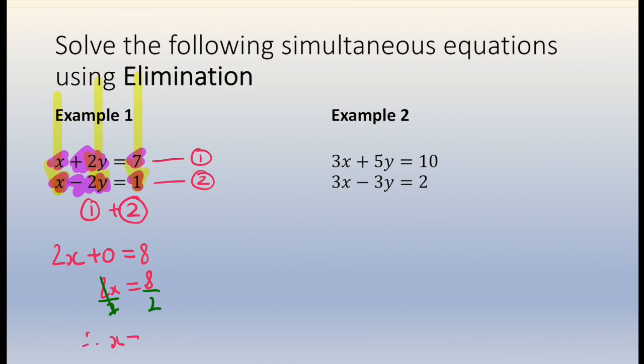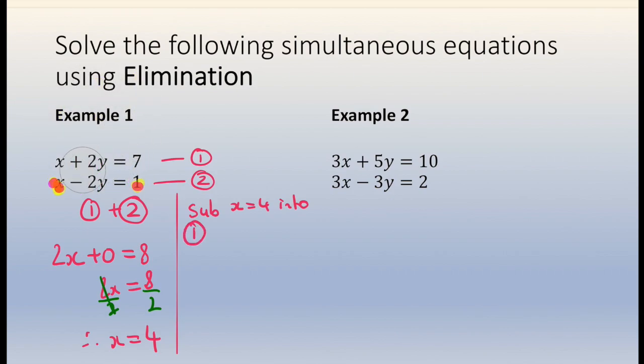Therefore x equals 4. Now I need to sub 4 into one of the equations. So I'm going to sub x equals 4 into, I don't know, 1. Okay, so I'm going to substitute it into one of these formulas. So I'm going to substitute it into there. So I get 4 plus, now I have to write the rest of it out, 2y equals 7.